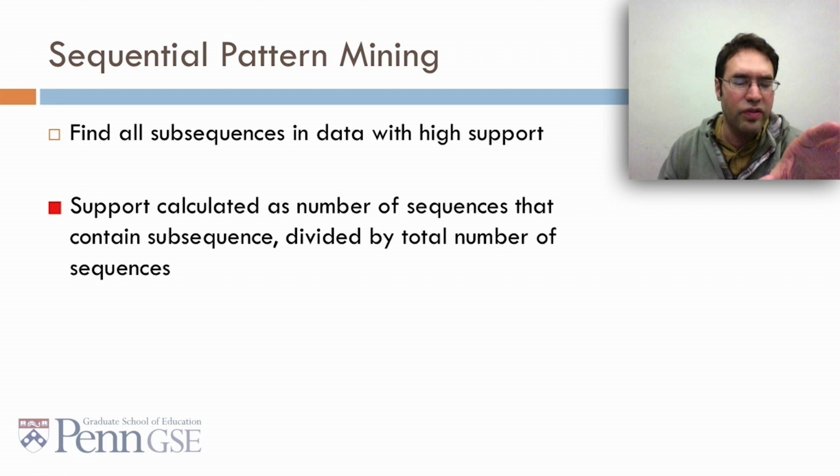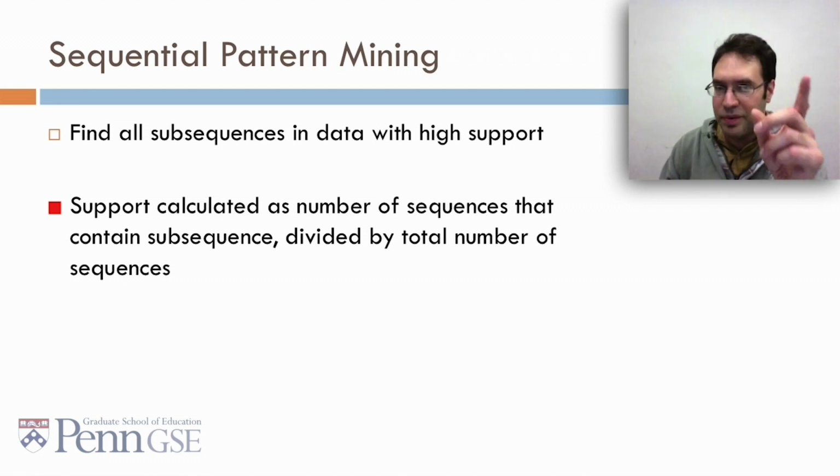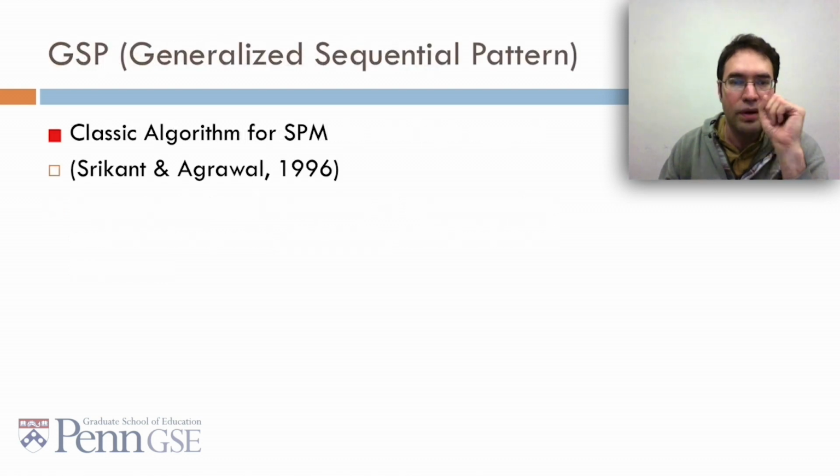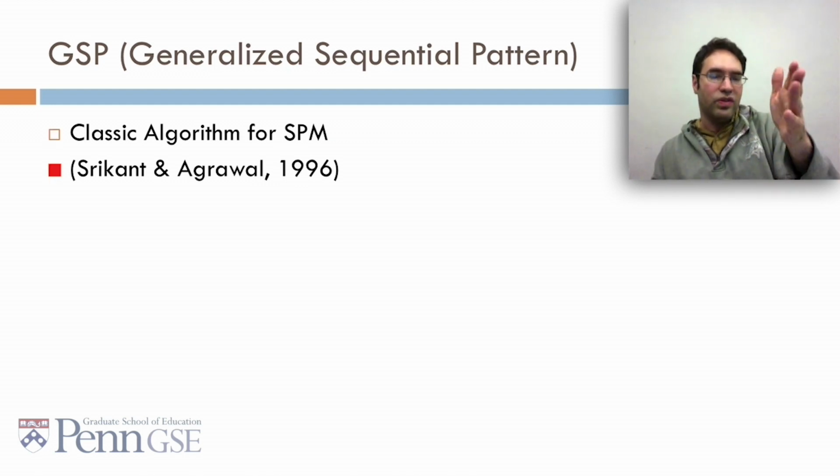So in sequential pattern mining, we find all the subsequences in the data with high support. And support is calculated as the number of sequences that contain the subsequence divided by the total number of sequences. You may recall this from last time. And then we use the GSP, Generalized Sequential Pattern algorithm. There are other algorithms too, but this is the classic one. You may notice the name Agrawal again.